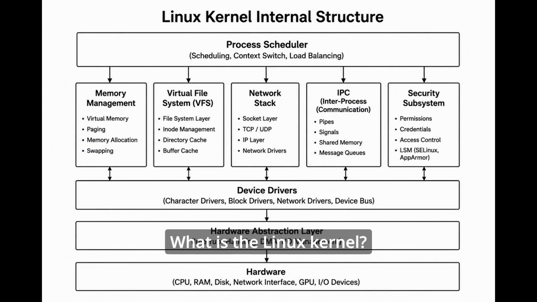3. What is the Linux kernel? The Linux kernel is the core of the operating system. You can think of it as the manager of the entire computer. The kernel sits between software and hardware. Applications communicate with the kernel. The kernel communicates with hardware. The kernel controls CPU scheduling, memory allocation, file systems, networking, security, device drivers, process management. Without the kernel, applications would not know how to use the hardware.